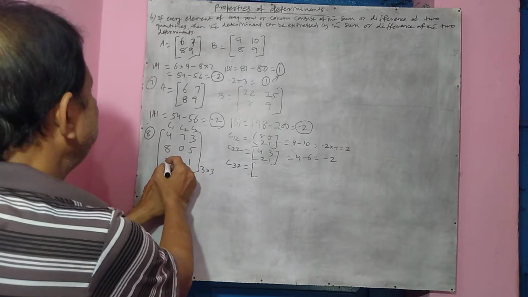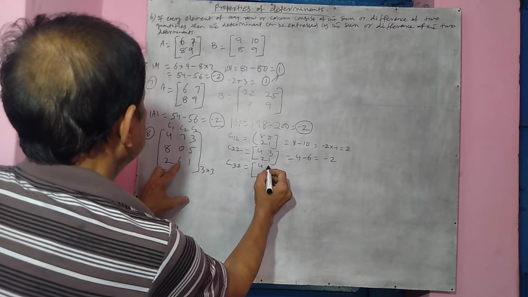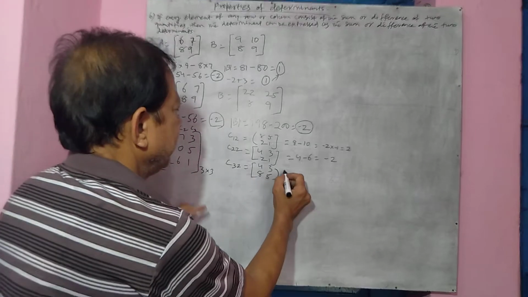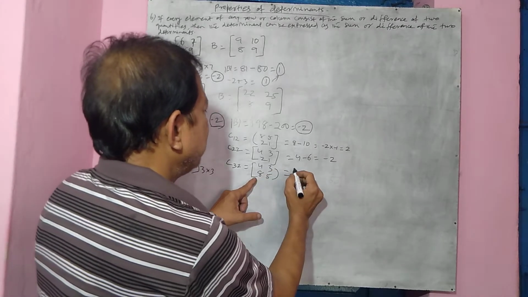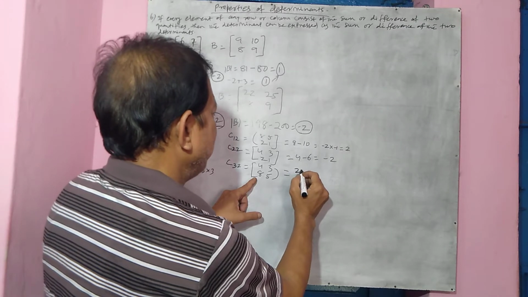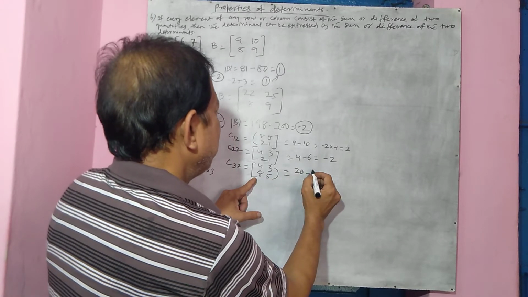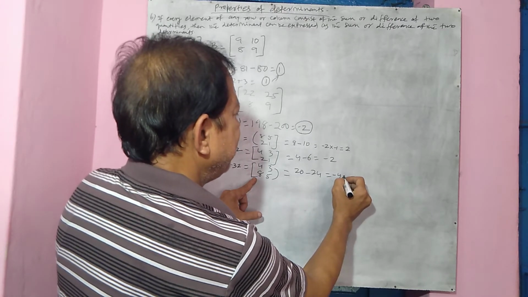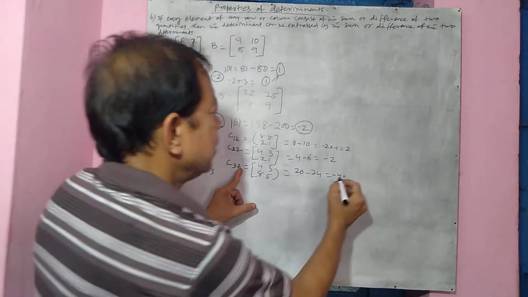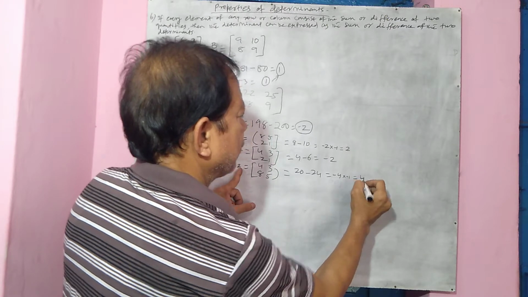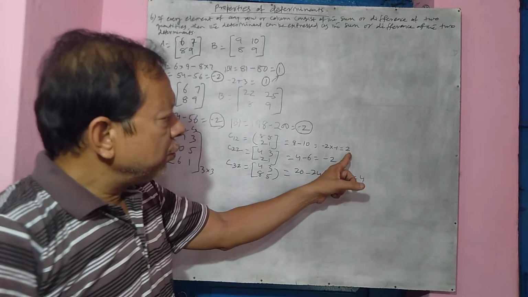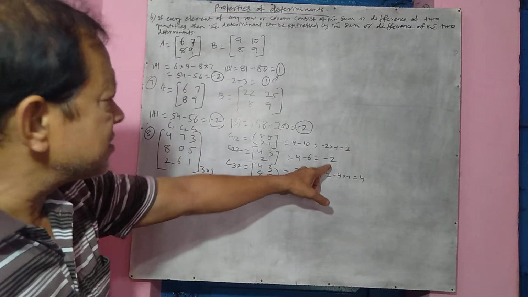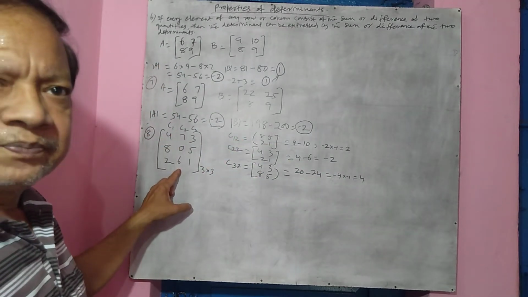This column and this row, so 4 into 3 minus 8 into 5 is equal to 5 into 4 is 20 minus 24, which is equal to minus 4. Again, it is because 3 and 2 is minus, so into minus 1 is equal to 4. So 2, minus 2 and 4. These are the cofactors of the second column.